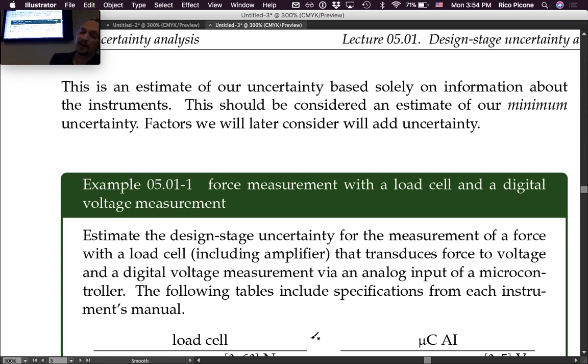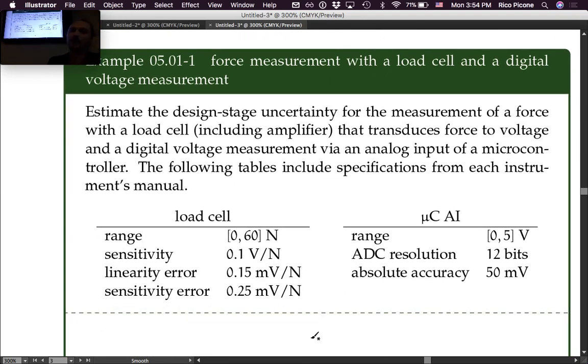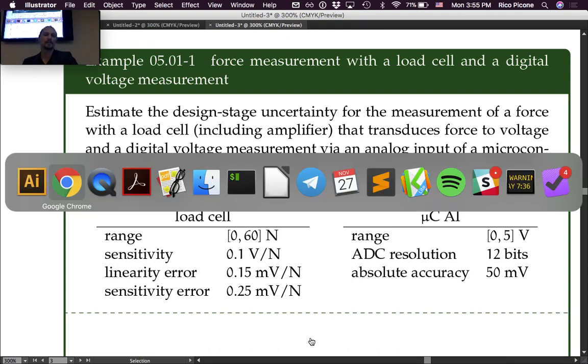So we're going to do one for this measurement, and I think it's pretty fun. We're going to use a microcontroller in here because I'm doing this problem. So I like microcontrollers. So yeah, we're going to do this on Wednesday.